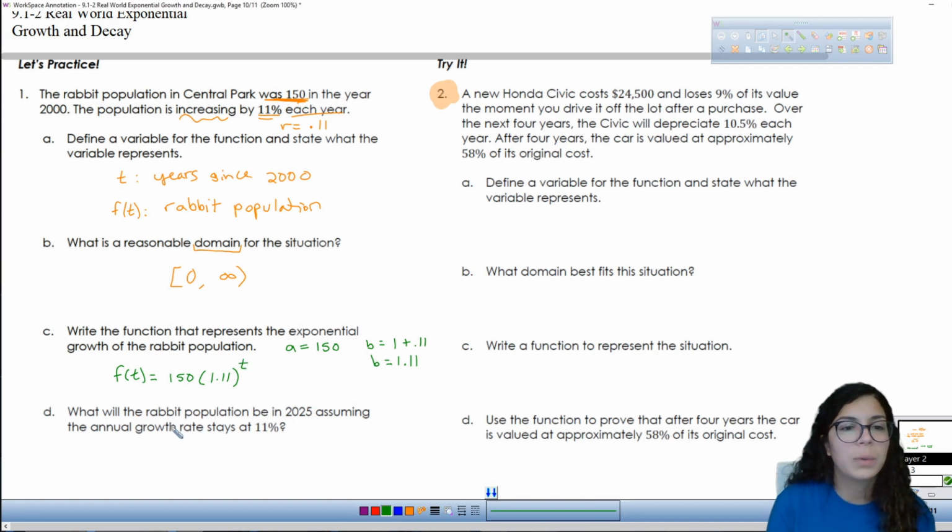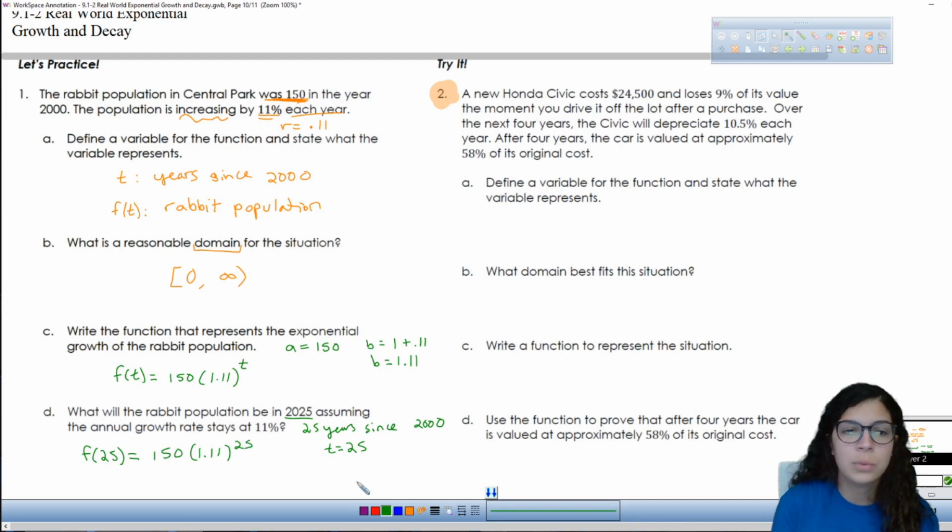And then the last one says, what will the rabbit population be in 2025, assuming that the annual growth rate stays the same. So at 2025, it would have been 25 years since 2000. So t would be 25. So we're finding what f of 25 is. We're finding the output if the input is 25.